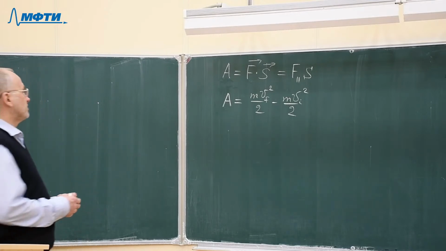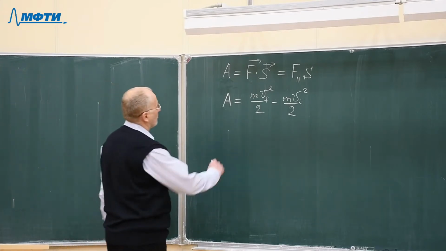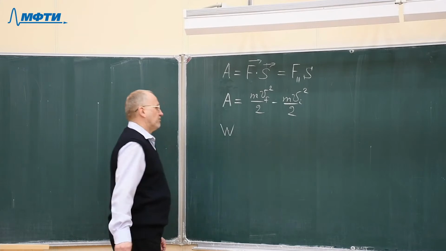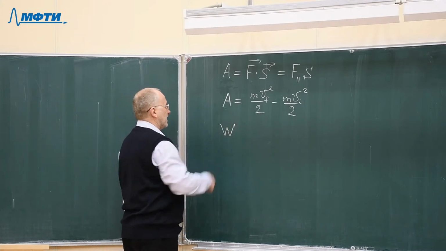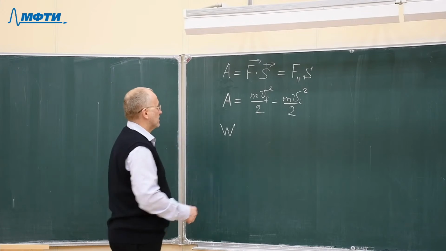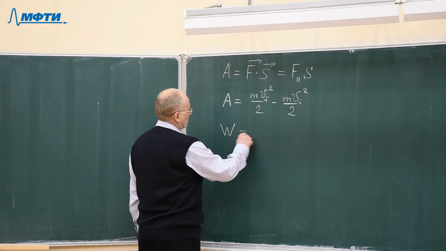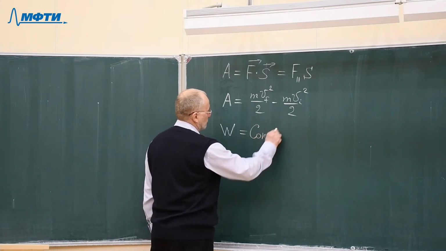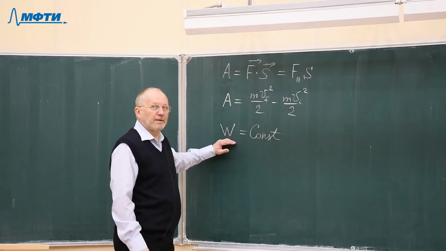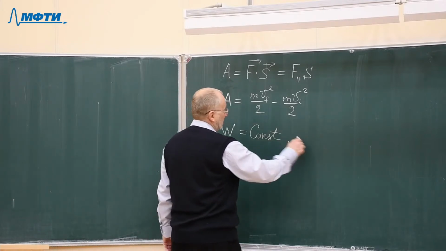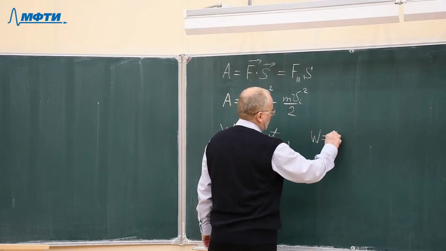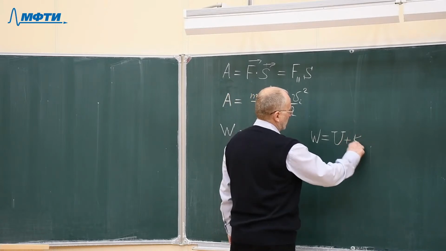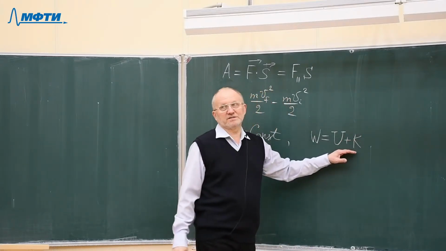Also, another important thing which we discussed last time was the law of conservation of mechanical energy. If we denote the total mechanical energy of a system of bodies, then this quantity will be constant in time, where the total mechanical energy is potential energy plus kinetic energy of the system of bodies.